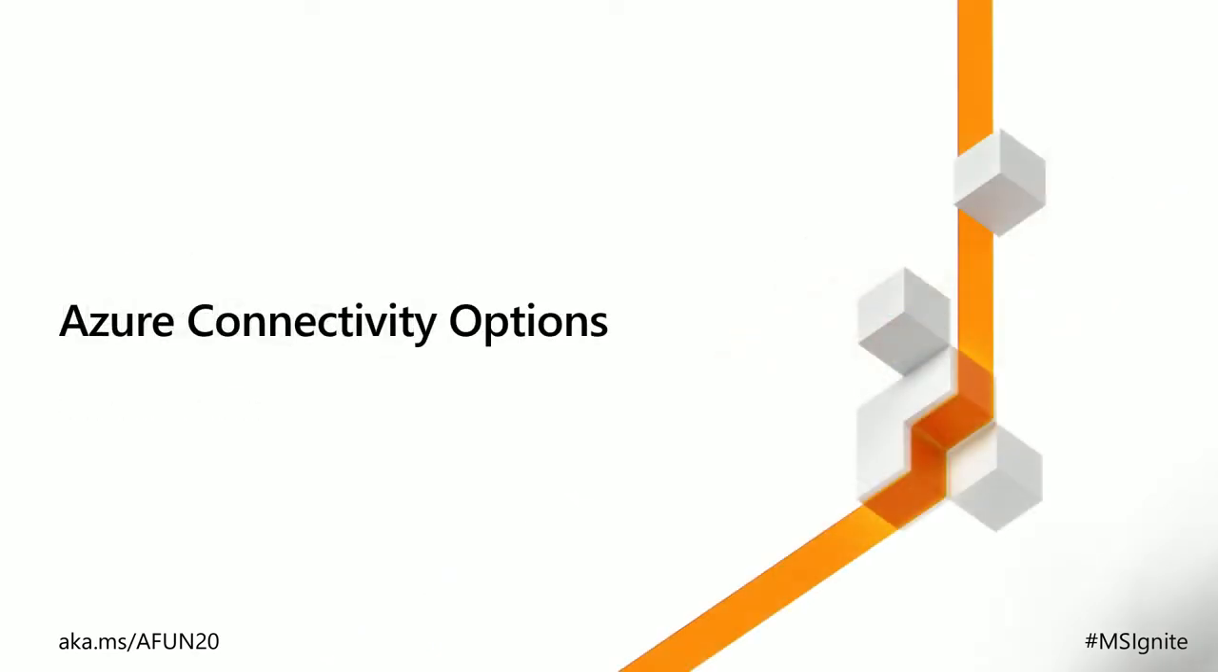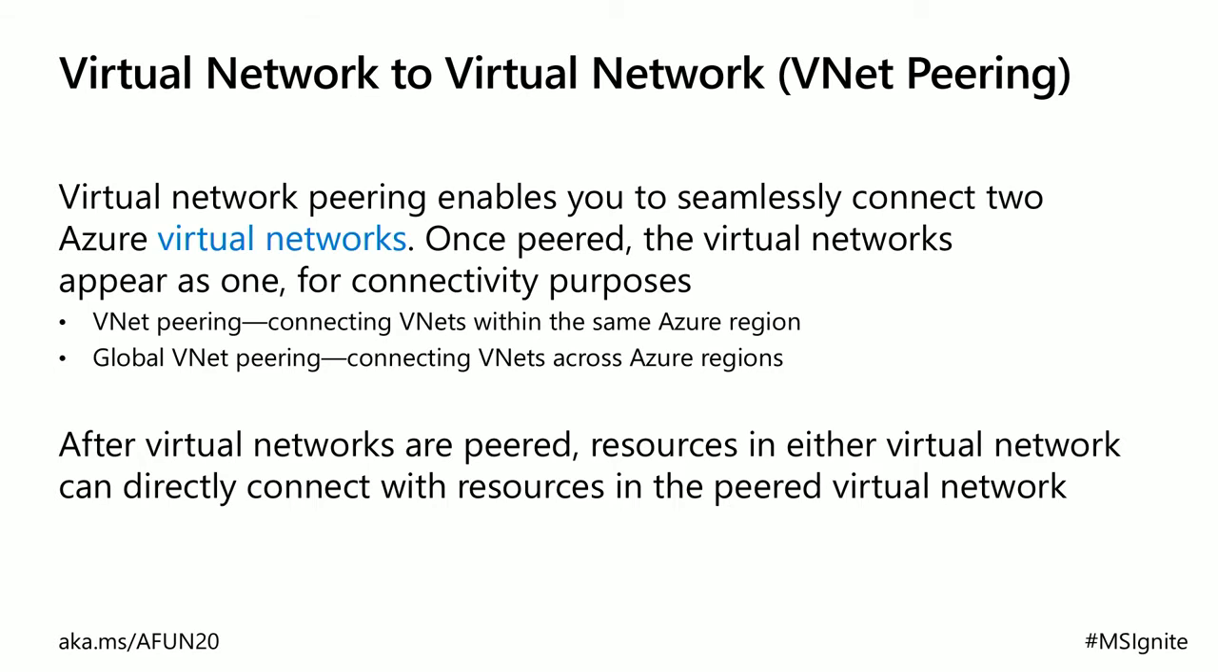Okay, switch back. All right, so now let's talk a little bit about some of your connectivity options. You can connect virtual networks to other virtual networks using virtual network peering, and you can also use this as a way to connect to your on-premises network. So if you want to be able to connect what you're doing on site with Azure, there are a number of different options, and the big one here would be the Azure VPN Gateway.